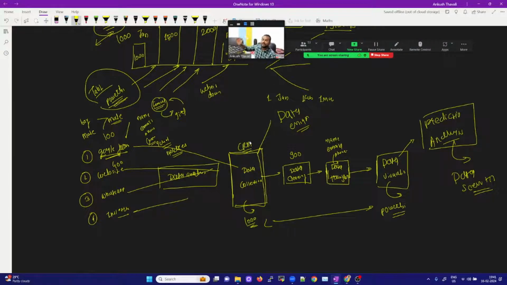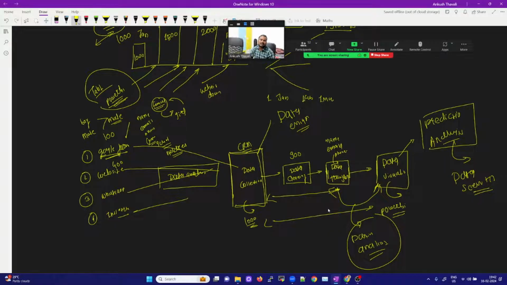Data collection means when I'm getting data from different sources, I will collect it and push it into one place. So the data engineer can do data collection, and normally data cleaning and data transfer also. But from here to here, this is done by the data analyst people. Data visualization, all of that the data analyst will take care of.